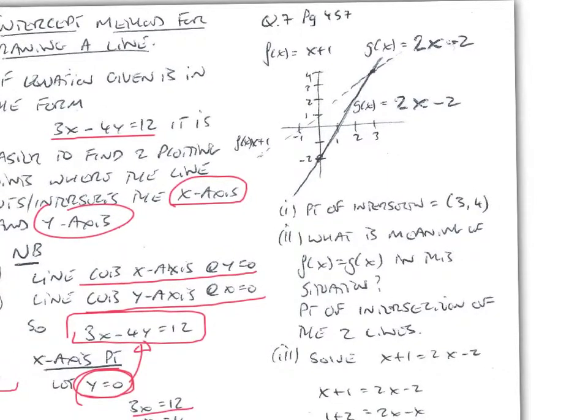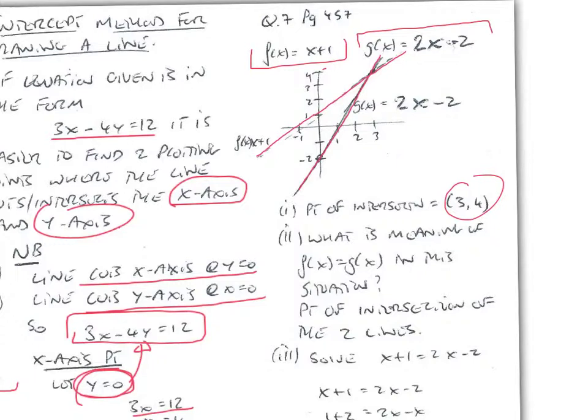Okay. Question 7, page 457, we're given two functions. We're given f of x equals x plus 1 and the other function g of x equals 2x minus 2. And they're plotted for us in the book. So this is f of x equals x plus 1 here. This is g of x equals 2x minus 2. And you can see just from the graph that they intersect at (3, 4).